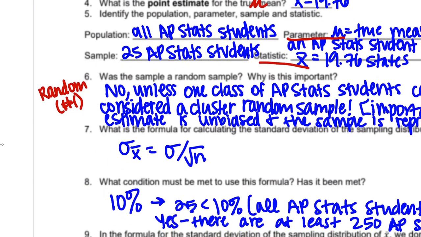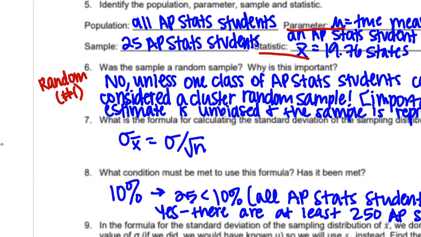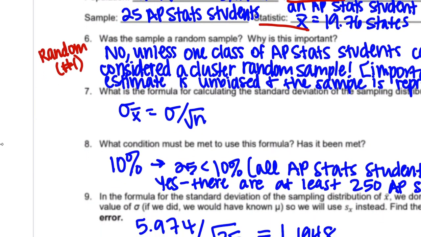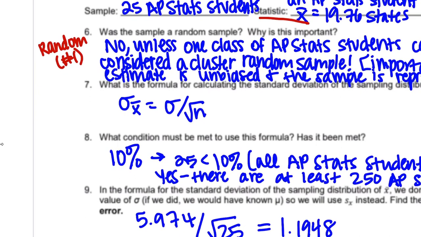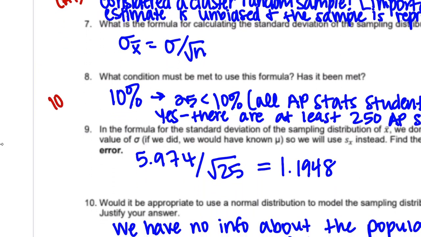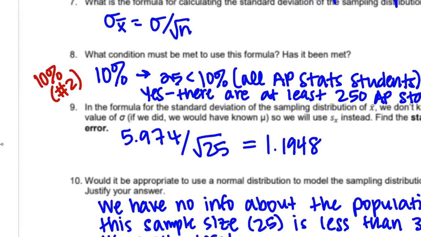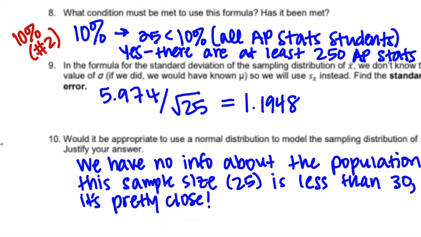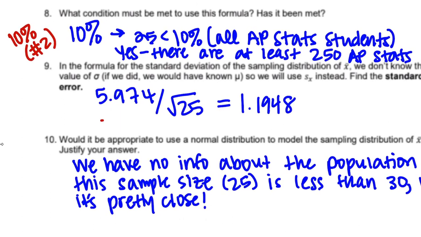So number 7, you should already know, we have a 10% condition in order to use it, so that's going to be our second condition. My pen is a little bit delayed. There we go. And so then when we estimate with something we don't know, that's when we call it a standard error.